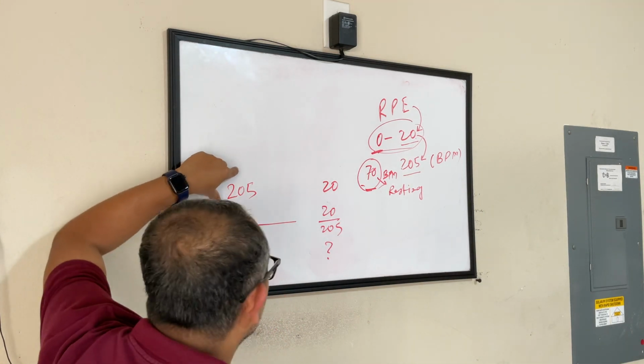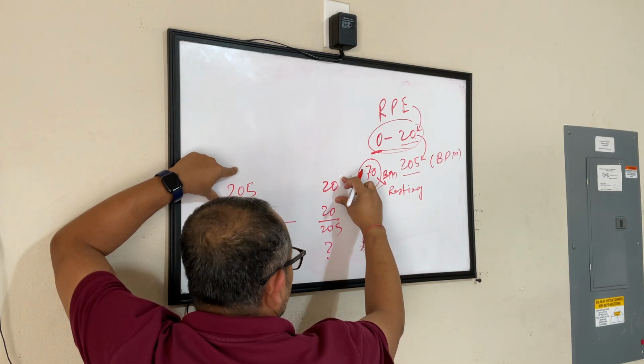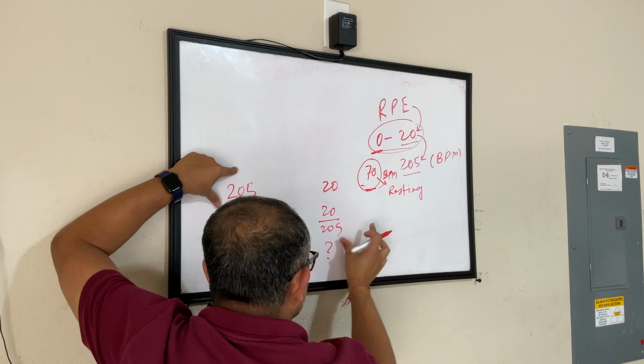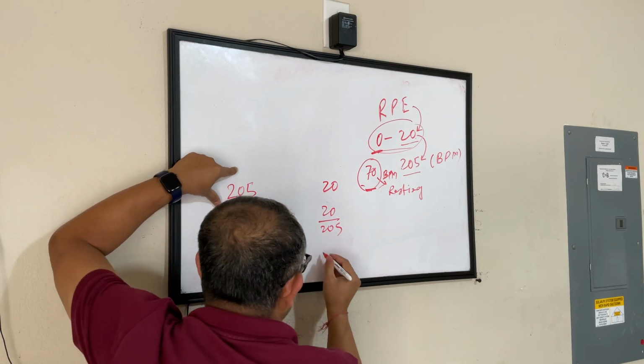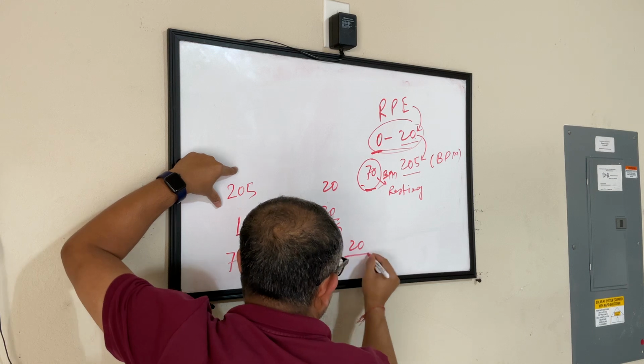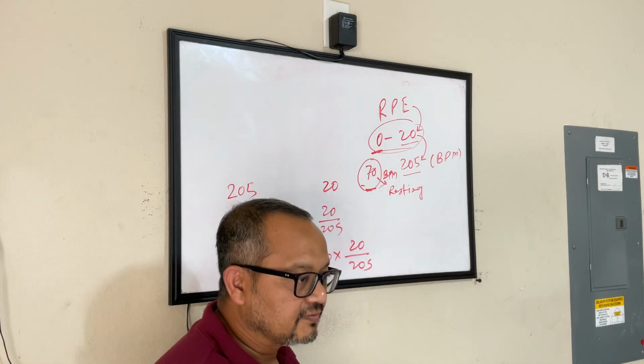So 205 BPM corresponds to a scale of 20 for RPE. So 1 BPM will be equivalent to this much scale. 70 will be equal to 70 times the value for 1, which is 20 by 205. Done. Do the calculation, you'll find it out.